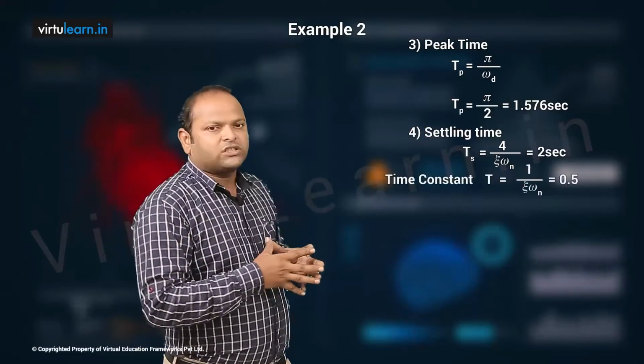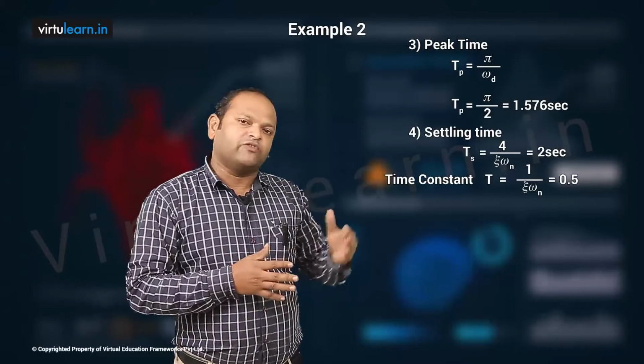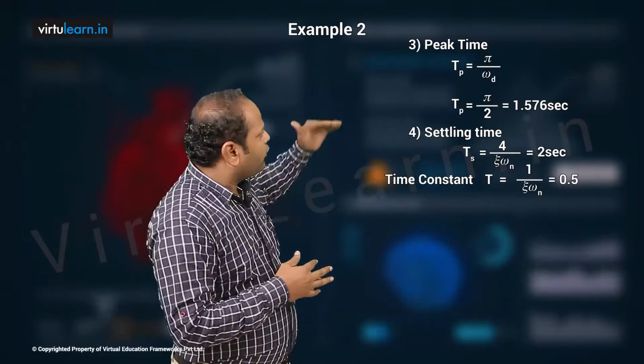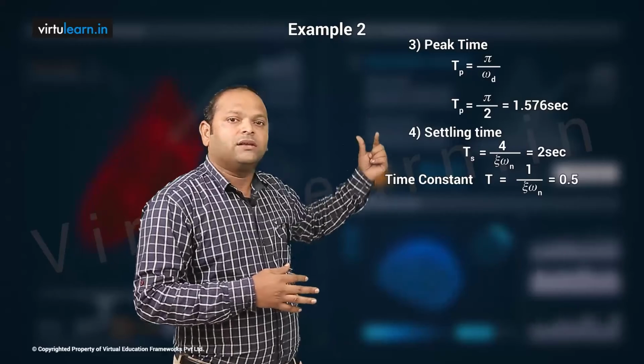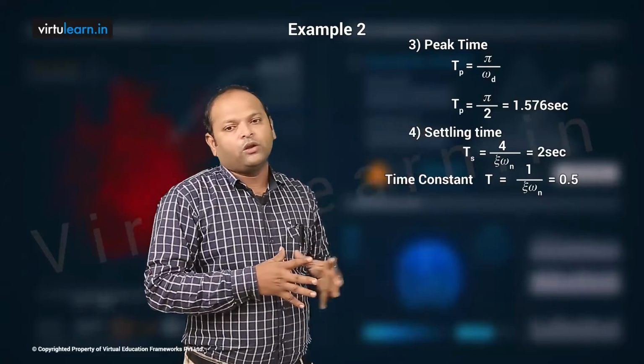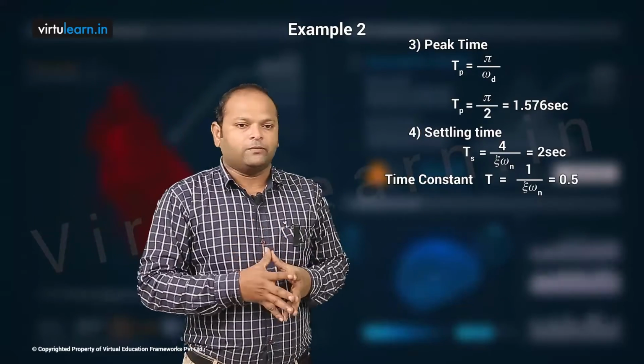We know the time constant in an underdamped system is 1 by zeta omega n. Therefore, time constant is 1 by zeta omega n, then you will get it as 0.5.